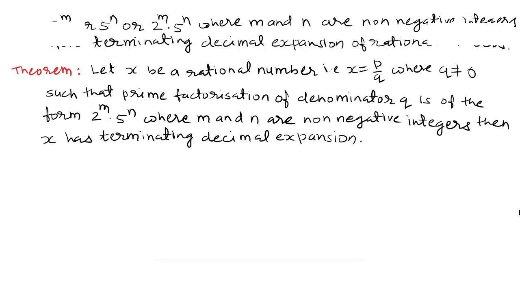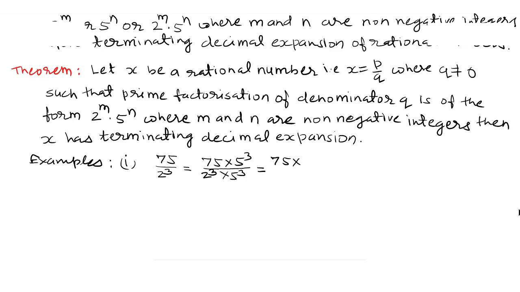We learn it by some examples. Example 1: 75 upon 2 to the power 3, which we can write as 75 multiplied by 5 to the power 3 upon 2 to the power 3 into 5 to the power 3. We have multiplied the numerator and denominator by 5 to the power 3, as we were having 2 to the power 3, so we multiplied it by 5 to the power 3 to get 10 to the power 3. So this gives us 75 multiplied by 125 upon 10 to the power 3.